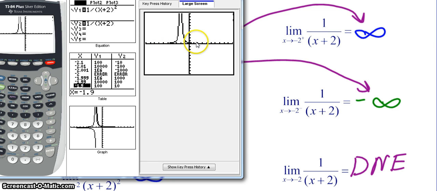I can also see that if I look at the graphs, but remember, graphs aren't terribly useful. It's a little bit hard to tell because I have both graphs going on at once, but the 1 over x plus 2 squared is both pieces going up, and the 1 over x plus 2 has one piece going to negative infinity and the other piece going to positive infinity.